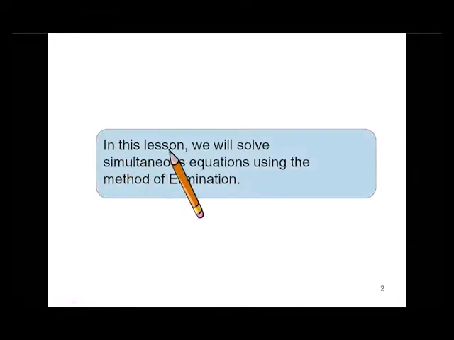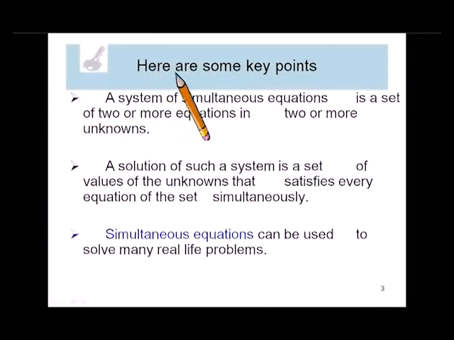In this lesson, we will solve simultaneous equations using the method of elimination. Here are some key points. A system of simultaneous equations is a set of 2 or more equations in 2 or more unknowns. A solution of such a system is a set of values of the unknowns that satisfies every equation of the set simultaneously. Simultaneous equations can be used to solve many real-life problems.